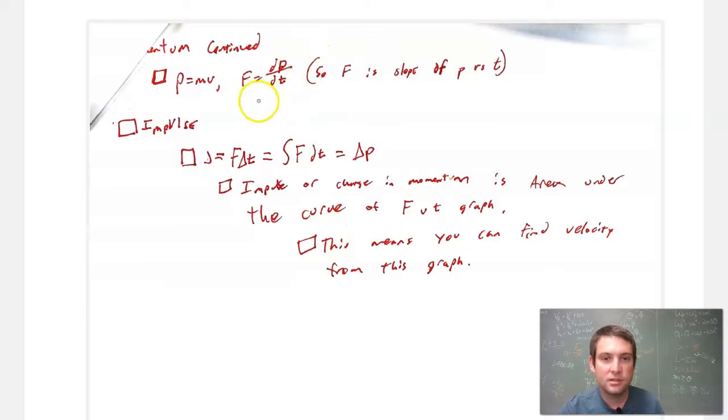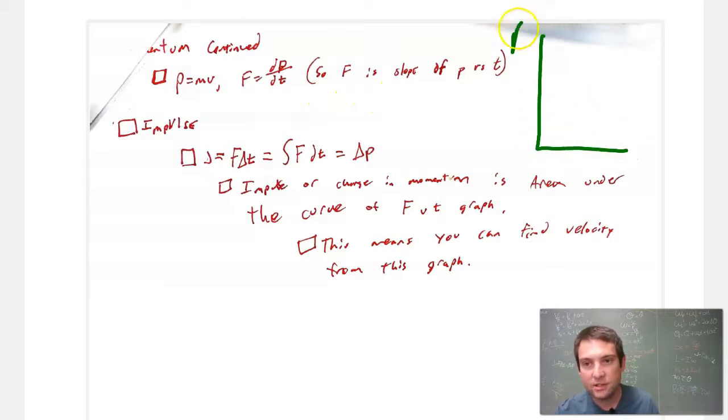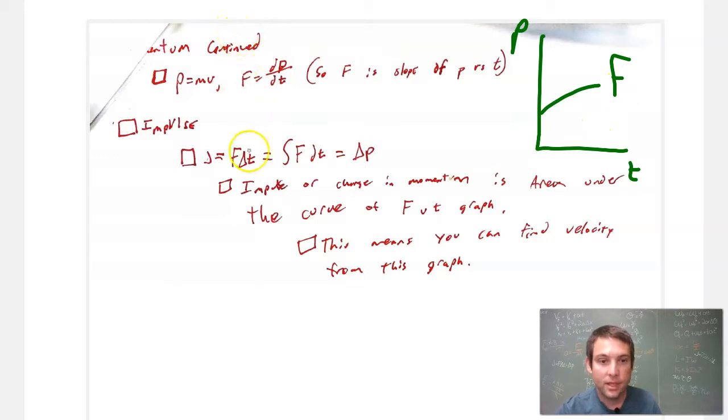For calculus students, you'll see it as the time derivative of momentum, dp/dt. So F is the slope of a p versus t graph. So if you have a p versus t graph and you have a slope, that slope is F. You can also get that from the impulse momentum theorem. The impulse momentum theorem says F delta t equals the integral of F with respect to t, which equals delta p.